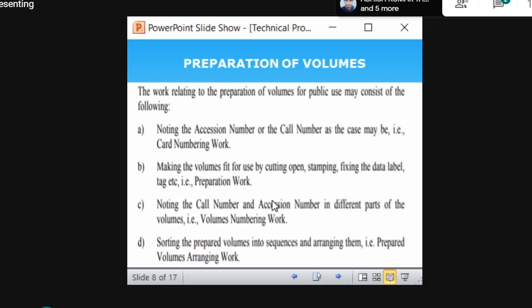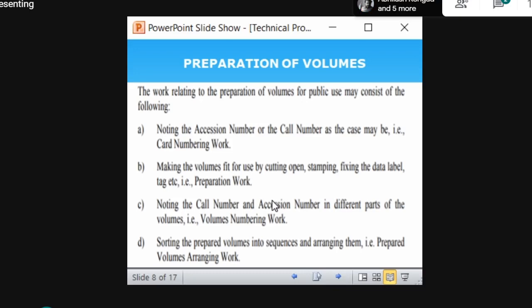Directly after purchasing, you cannot keep it in the rack. You have to do all this work. You have to classify, you have to catalog, and now you have to prepare. What are they preparing? They are opening the book and entering the seal. In every book in the library you can see a seal, right? That this book belongs to this library. They will stamp the library seal. Fixing the date label, when this was purchased or when this was accessioned, like that. These kinds of work are called preparation.